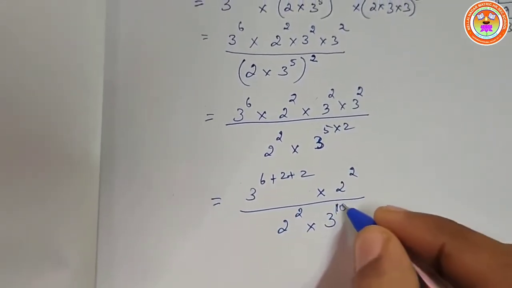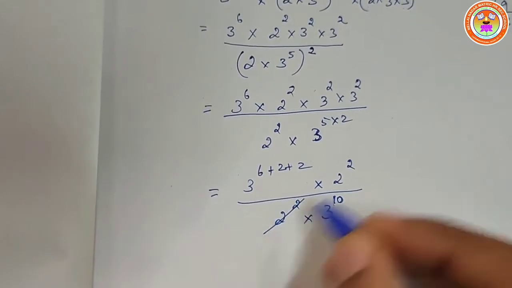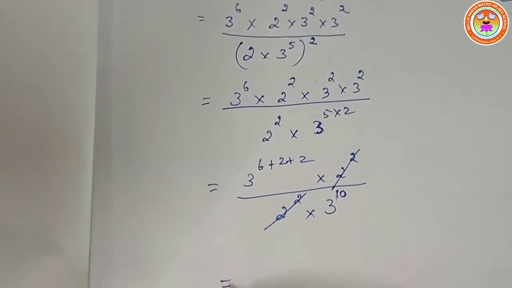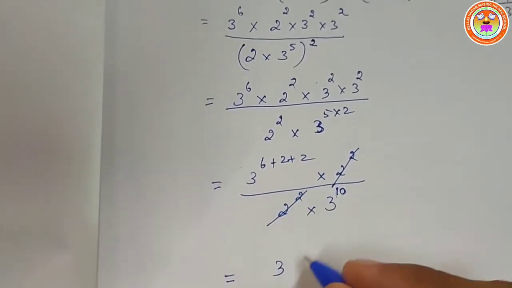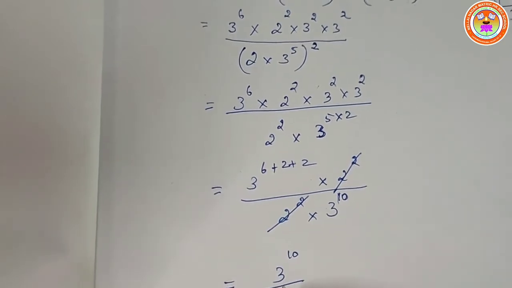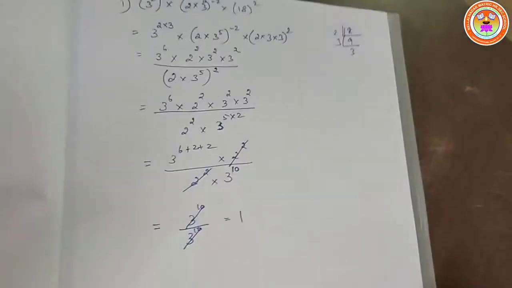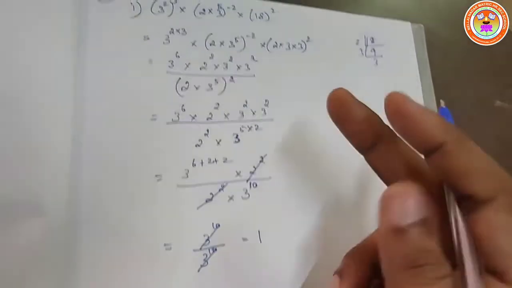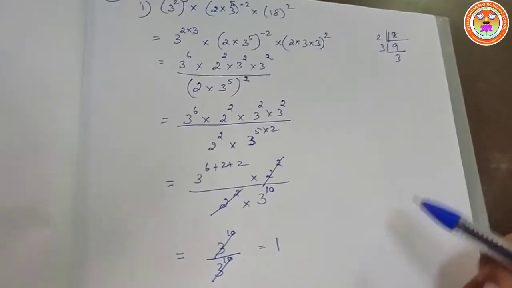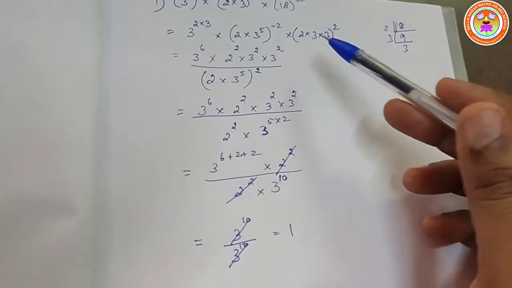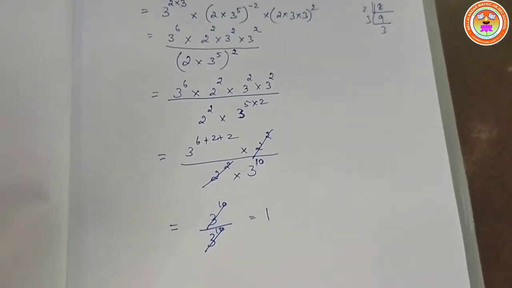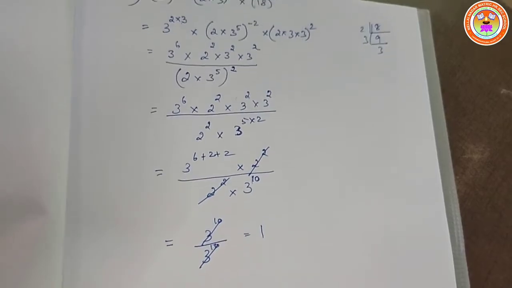So look at here, this 2 power 2 will get cancelled, you will get 3 power 10 by 3 power 10. Here also it will get cancelled, you will get the one answer. Clear children? Like this only. They will ask in the 5 mark questions, 5 or 4 mark questions. These sums are very big sums, so you can copy down this answer.